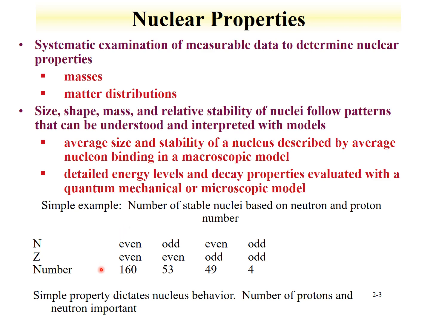And as we see here, there's this trend where there's 160 stable nuclei, so stable isotopes that have an even number of neutrons, an even number of protons. There's about an equal number that have odd number of neutrons, even number of protons, and then an odd number of protons, even number of neutrons. And there are only 4 stable nuclei that have odd numbers. So odd number of neutrons, odd number of protons. Chances are, if you have an isotope that has an odd number of neutrons, odd number of protons, it's not going to be stable.